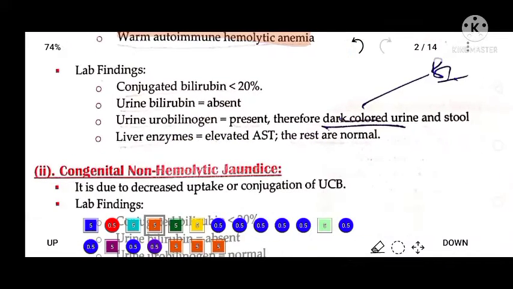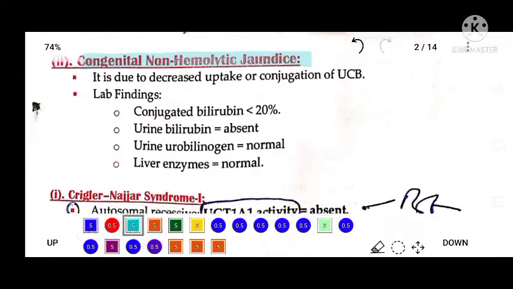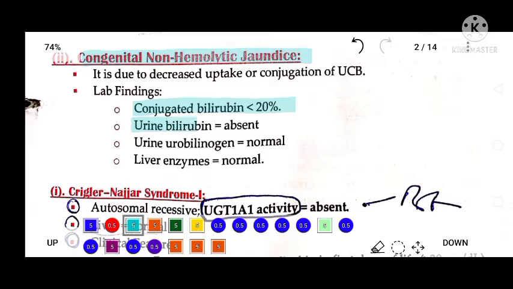Lab findings in unconjugated hyperbilirubinemia: conjugated bilirubin is less than 20%, urine bilirubin is absent, urine urobilinogen is dark in color, and liver enzymes such as AST are elevated. So in this way unconjugated hyperbilirubinemia occurs. Now congenital non-hemolytic jaundice occurs when conjugated bilirubin is less than 20%, urine bilirubin is absent, urine urobilinogen is normal, and liver enzymes are normal, because the problem is in the vessels, not in the liver.